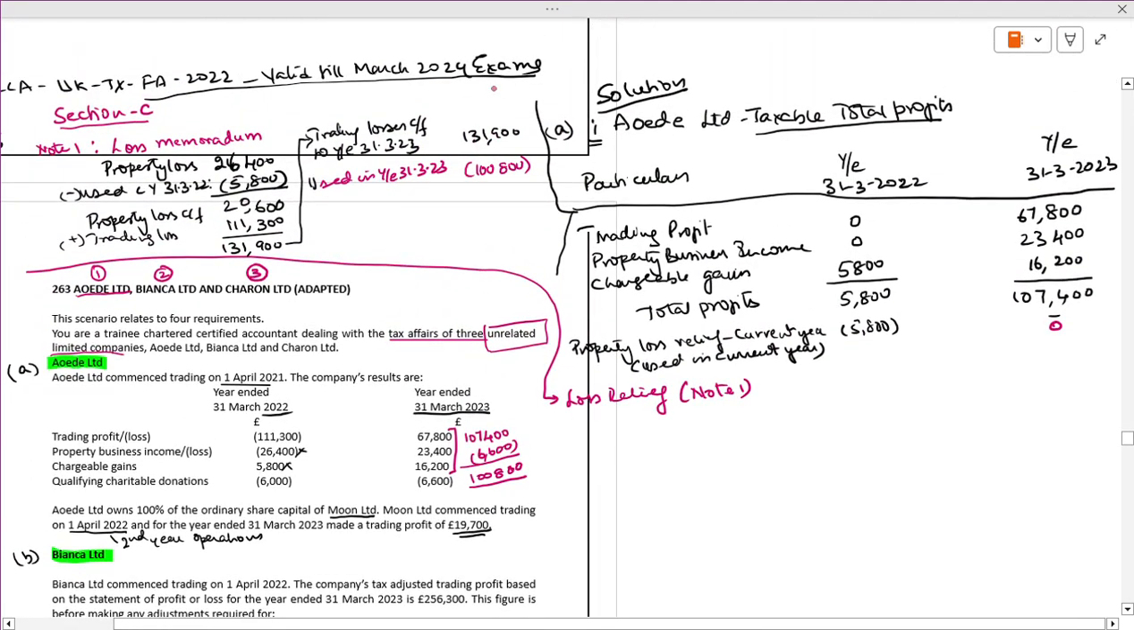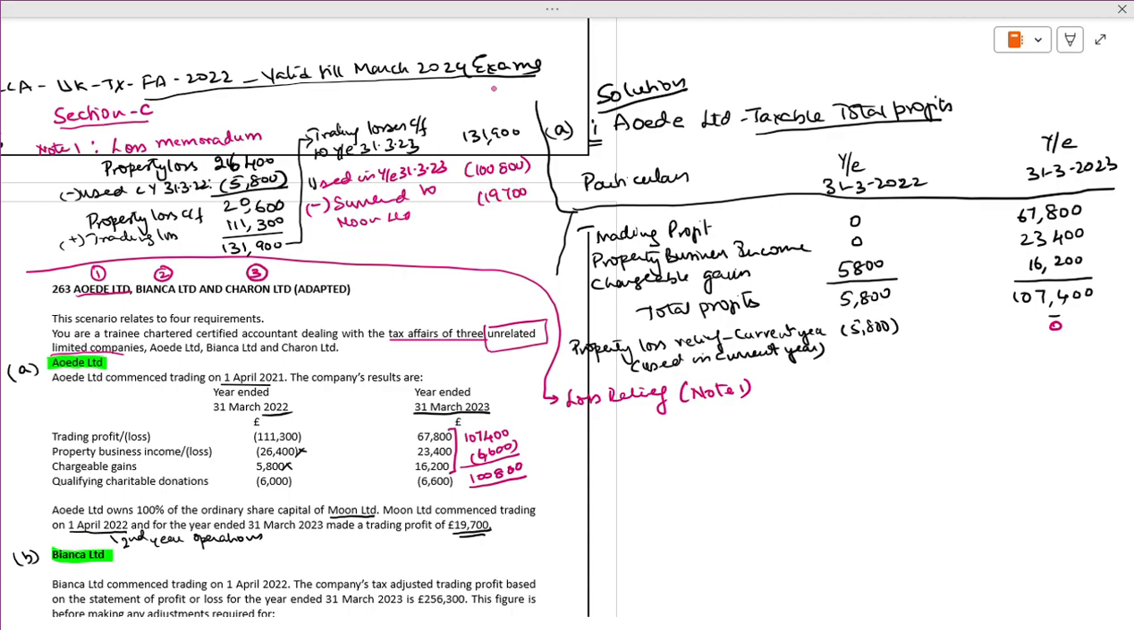See, we want to reduce the losses as much as possible, taking all the things into consideration. What happens? It is surrendered to Moon Limited. How much have they surrendered? 19,700. Fine.